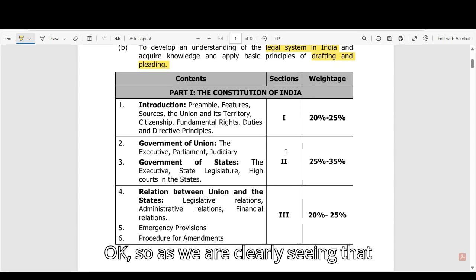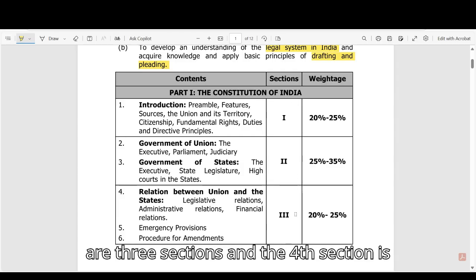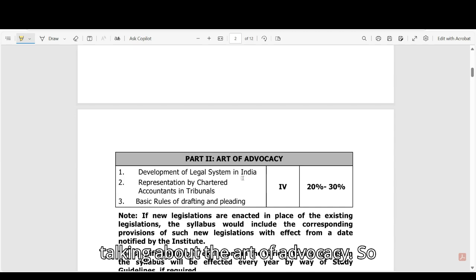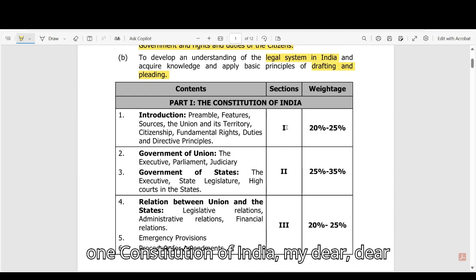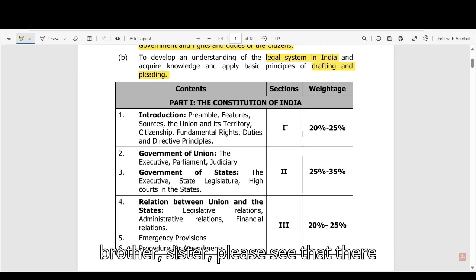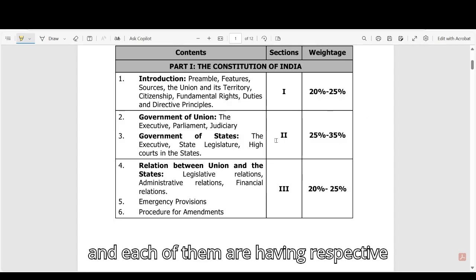Okay, so as you are clearly seeing, in the Constitution of India itself there are three sections, and the fourth section is talking about the art of advocacy. So, part one and part two. In part one, Constitution of India, my dear brother, sister, please see that there are a total of six topics, and each of them has its respective weightage.